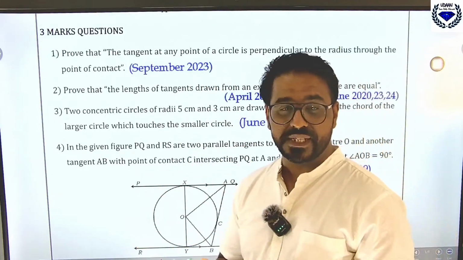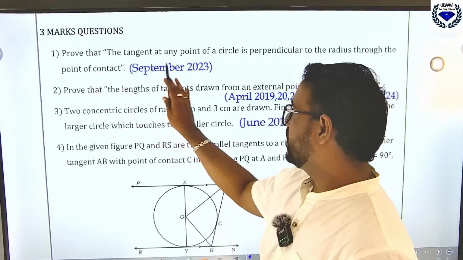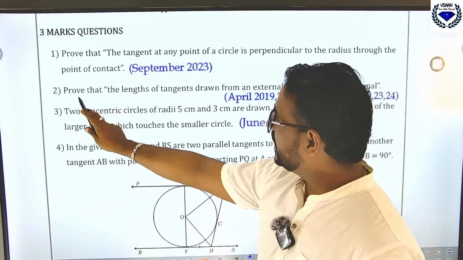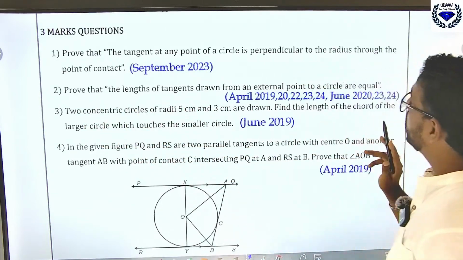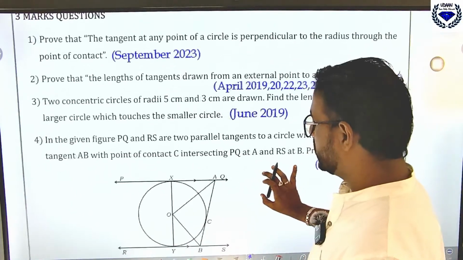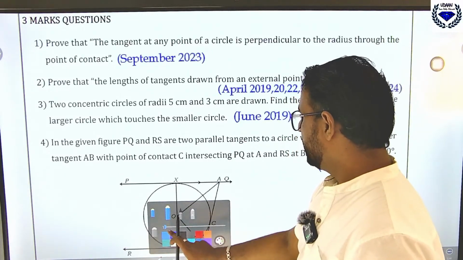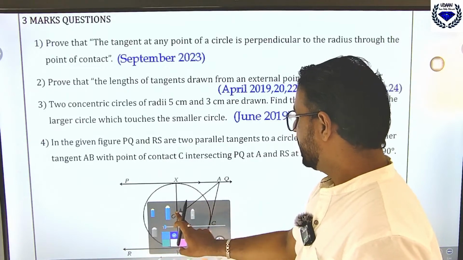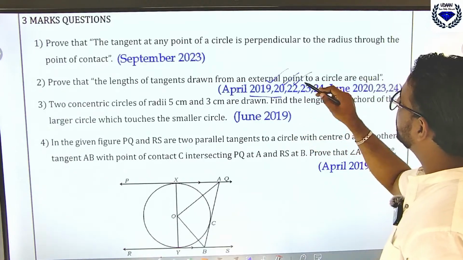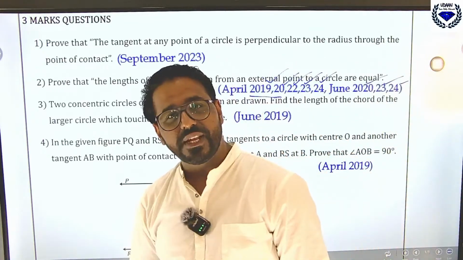Let us begin solving these questions, and you should know that these questions frequently appear. As you see, the first theorem, theorem 10.1, has come in September 2023. Prove that the lengths of tangents drawn from an external point to a circle are equal. It is one of the most important questions because it has come many times: in 2019, 20, 22, 23, 24. So almost every year this question has appeared.